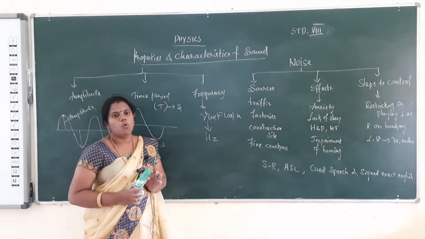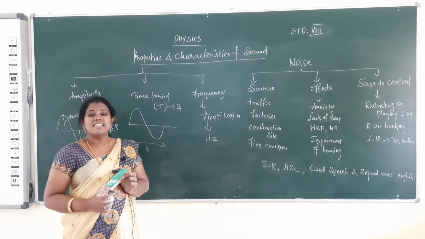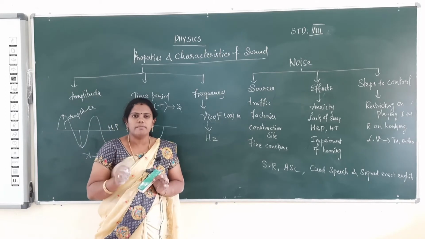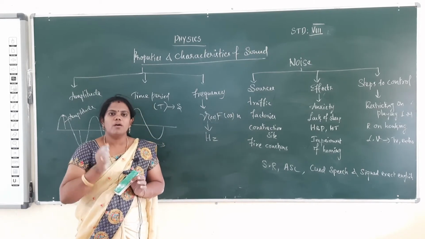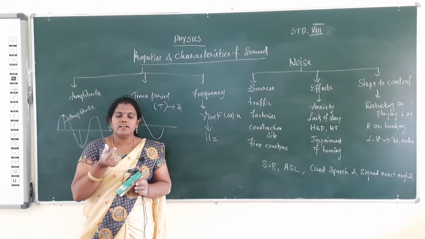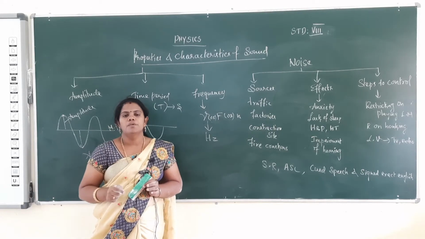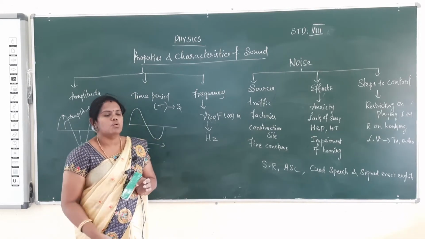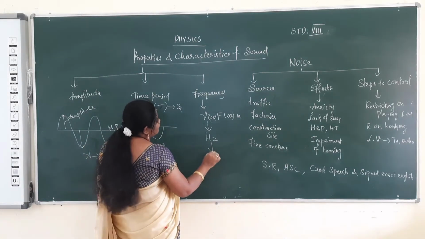For example, our home supply AC current changes its direction 50 times in 1 second. So 50 vibrations per second. So our AC current frequency is 50.